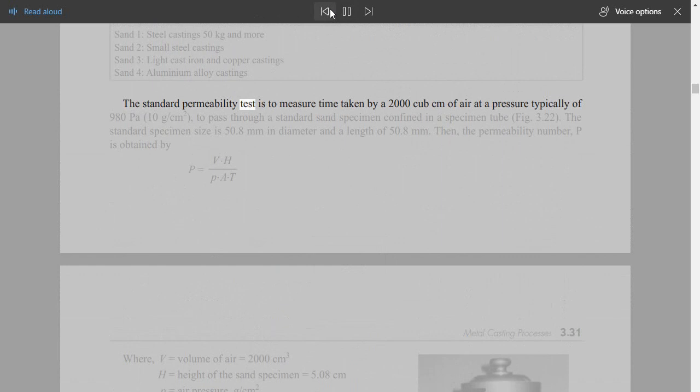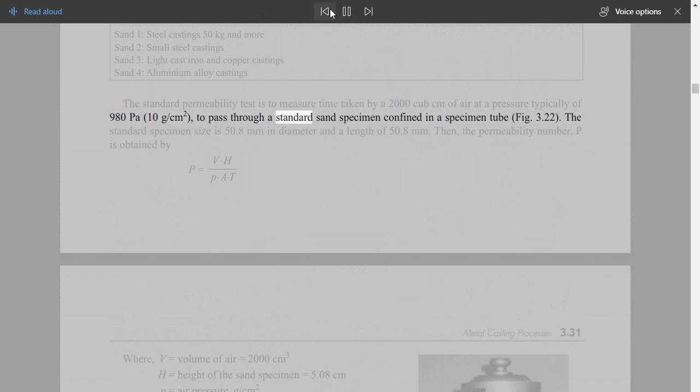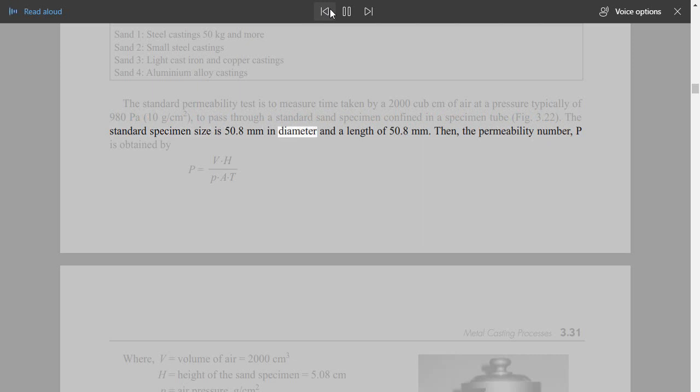The standard permeability test is to measure the time taken by 2000 cubic cm of air at a pressure typically of 980 pascals, 10 g/cm2, to pass through a standard sand specimen confined in a specimen tube, Fig. 3.22. The standard specimen size is 50.8 mm in diameter and a length of 50.8 mm. Then, the permeability number, P, is obtained by P equals VH divided by PAT. Metal casting process 3.31.